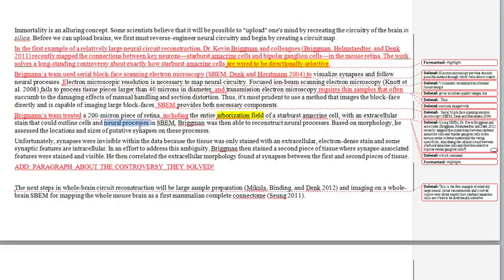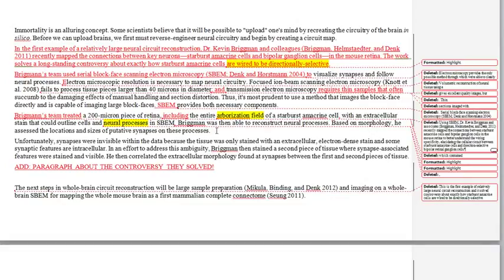I think neural processes probably needs a little bit of unpacking too. I'm going to highlight that for the author. It's a little jargony. Could you explain it quickly with some simpler terms there? And I'm going to end the sentence there. So Brigman's team treated the retina with this. They were able to outline the cells and neural processes using this extracellular stain and this electron microscopy technique.